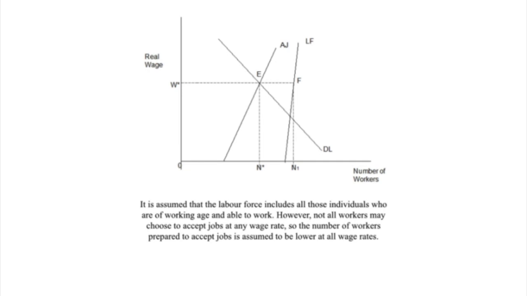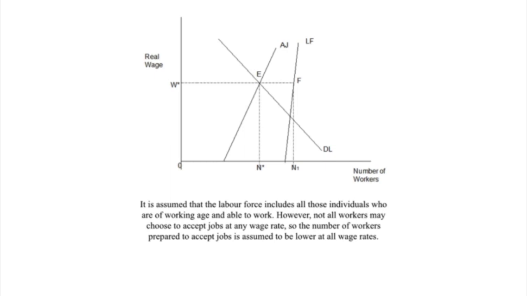So, as we can see in the diagram, there is the LF and the AJ curves, which I've already mentioned, but also the DL curve. Now, the DL curve is demand for labour, and this would be from the businesses demanding the labour. The LF curve includes all those of a working age and able to work.